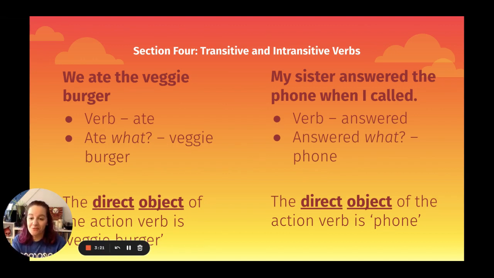My sister answered the phone when I called. Our verb is answered. Our subject is sister. She's the one performing that action. And then we can ask ourselves, my sister answered what? What is receiving the action of her answering? And in this case, the answer to that question is phone. So the direct object of that action verb answered is phone. It is directly receiving that action.